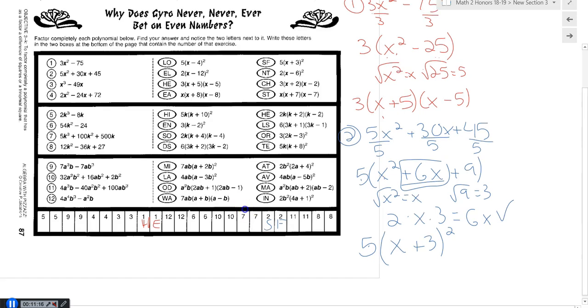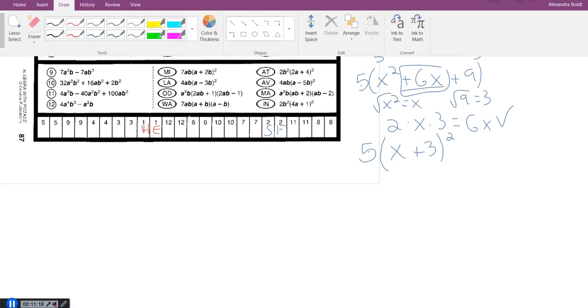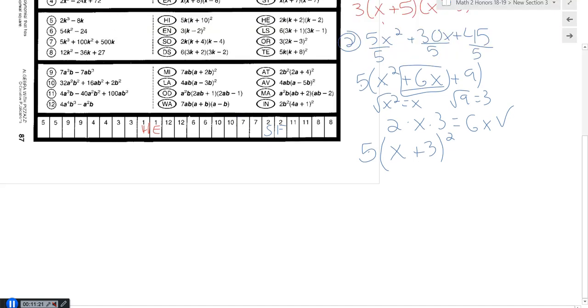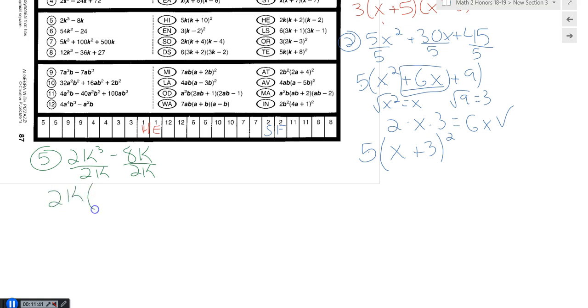The next one we're going to look at is number 5. So I'm going to scroll this down. So if I look, both of these have a 2 in them, but they also both have a k in them. So that's what I'm taking out of both of those. Okay. So 2k goes on the outside. I'm left with k squared minus 4. That makes this difference of squares. If we tried before we divided that out, right, I can't take the square root of 8, so it wouldn't work. So we really want to make sure we look for those greatest common factors first.